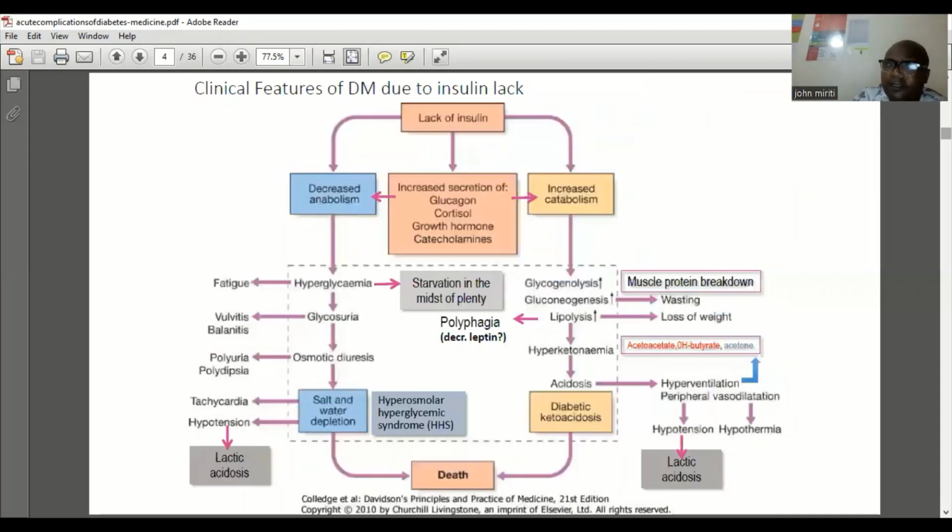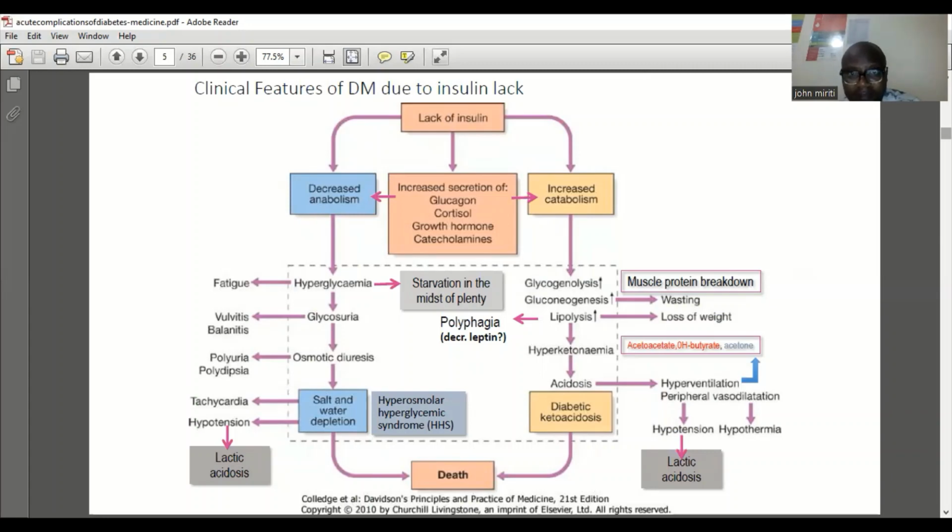Now, let us see the clinical features of diabetes due to lack of insulin. How do these clinical features come about? How does your patient manifest, and why is each and every manifestation there? In this graph representation, you'll see that a patient does not have enough insulin. If the patient does not have enough insulin, what will happen?